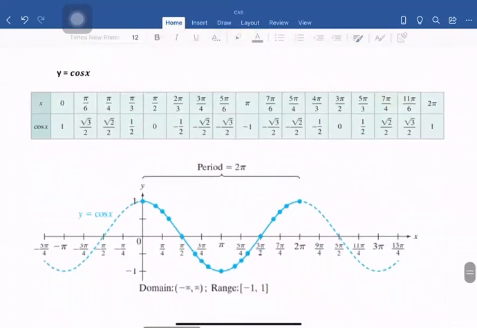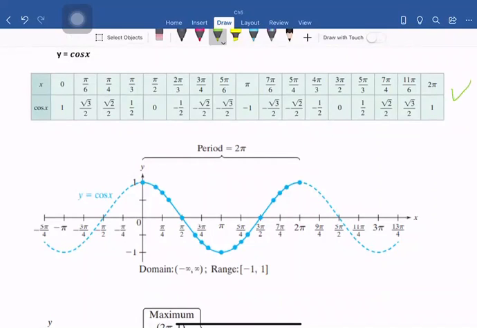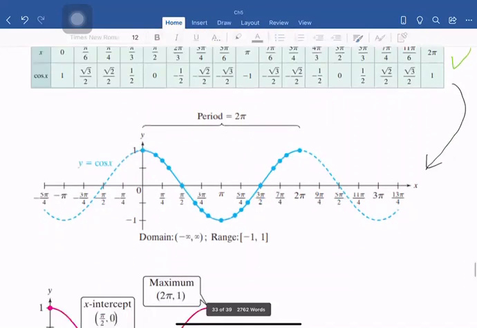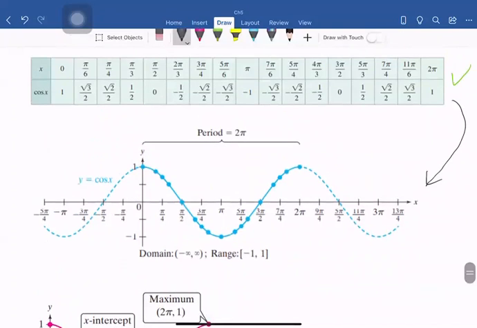Next, let's see cosine x. We have these specific points, and then we plot them in the xy coordinate plane in one period. That means from 0 to 2 pi, because the period for cosine is 2 pi. And the shape of cosine is like this.